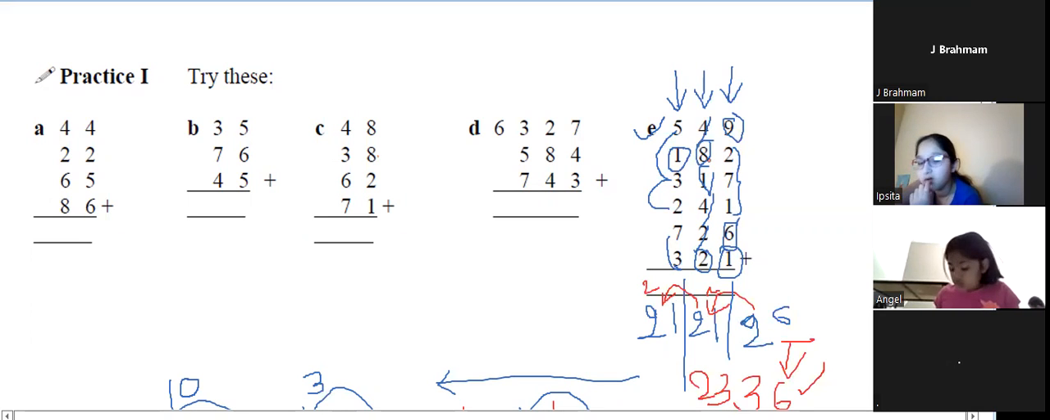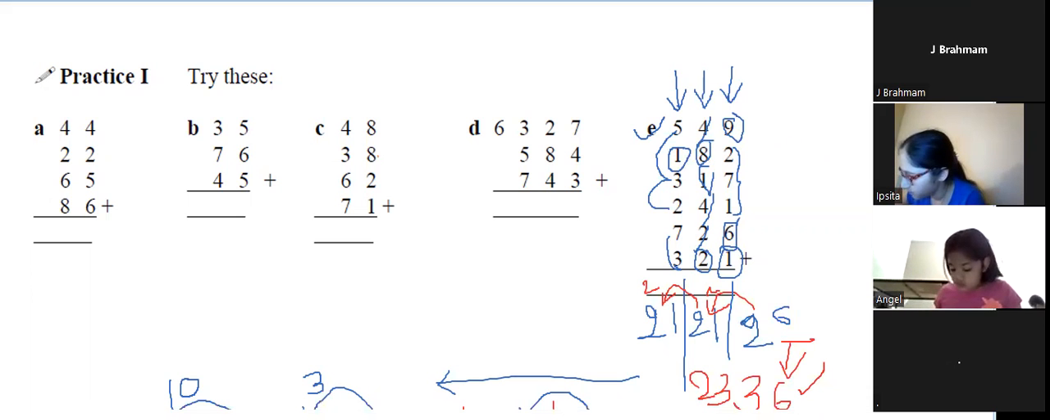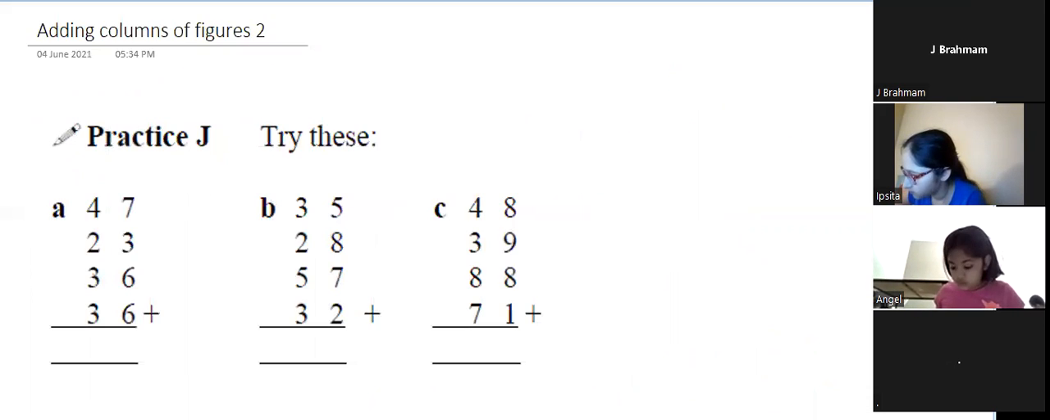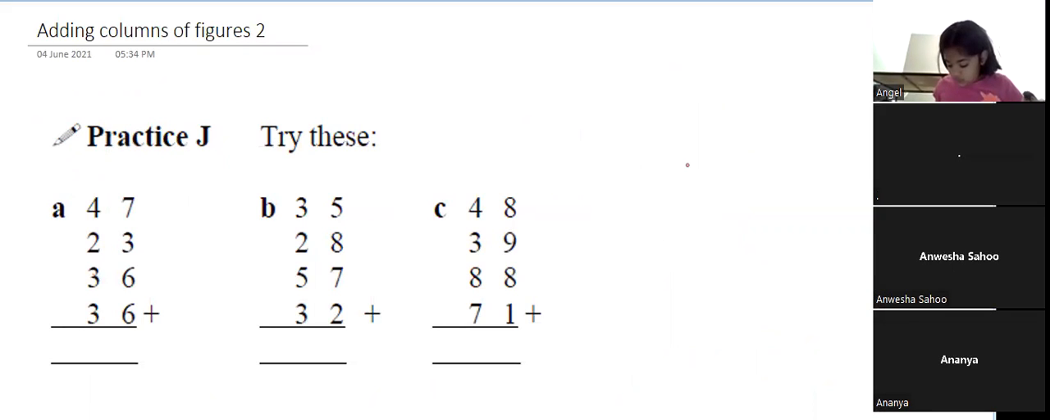Okay. Right. We'll do one more exercise. Anvesha, explain A. Okay, sir. Which column first? Tens place. Okay.